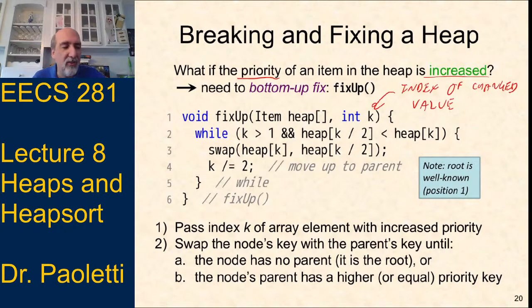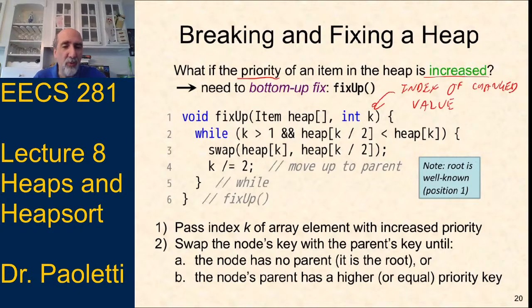Someone else had an index in mind. We got a copy of the index. We modify our copy. We're not modifying someone else's value. Okay, so we move up to the parent, and we keep doing this. As long as we're not at the root and your parent has a lower priority than you, you should swap them.